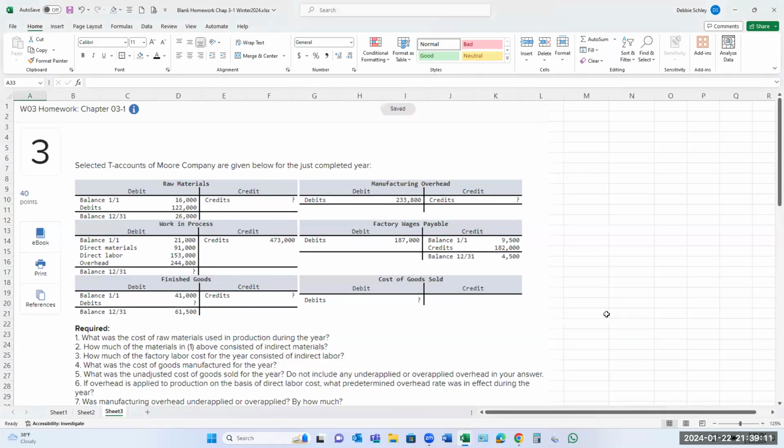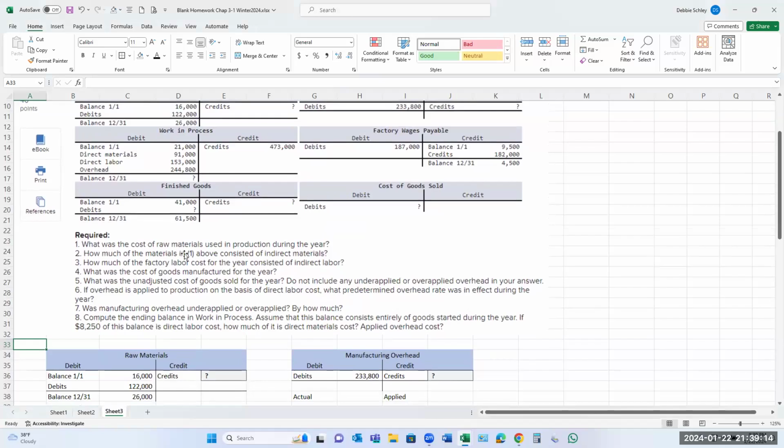So they want us to calculate out what is the cost of raw materials in production, how much of the materials above consist of indirect materials, how much of the factory labor cost for the year consists of indirect labor, what is the cost of goods manufactured for the year, what is the unadjusted cost of goods sold for the year. Do not include any underapplied or overapplied overhead in your answer. If the overhead is applied to production on the basis of direct labor costs, what predetermined overhead rate was in effect during the year? Was manufacturing overhead underapplied or overapplied, and how much?